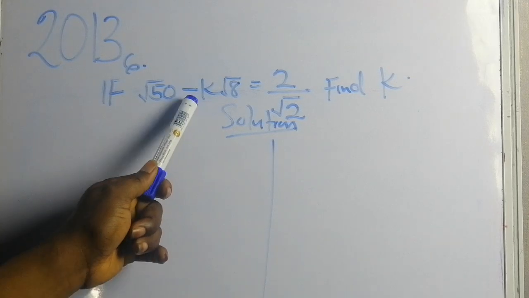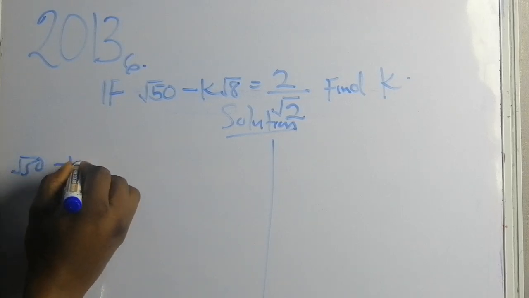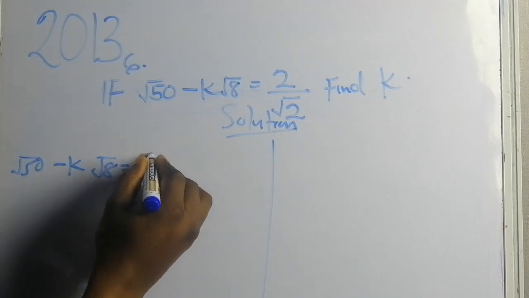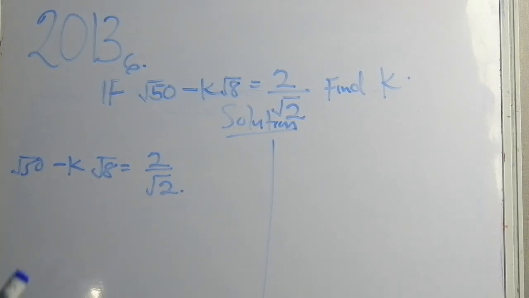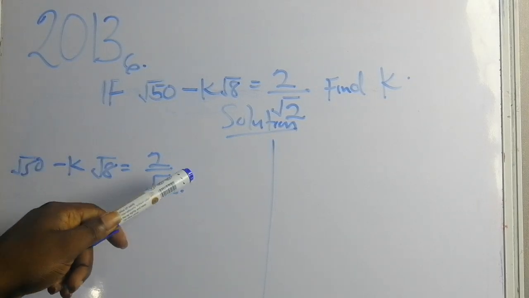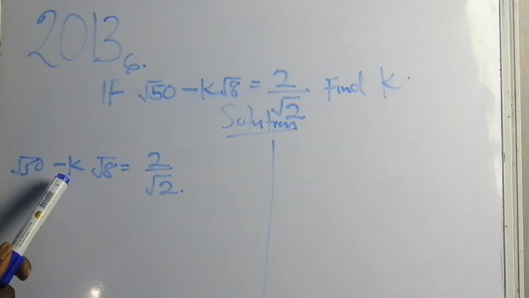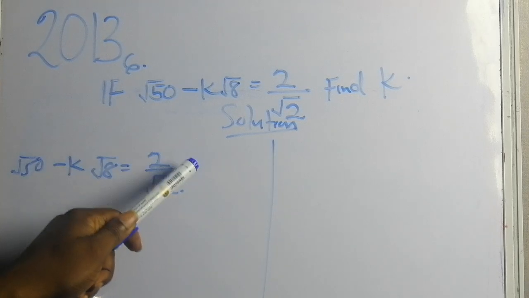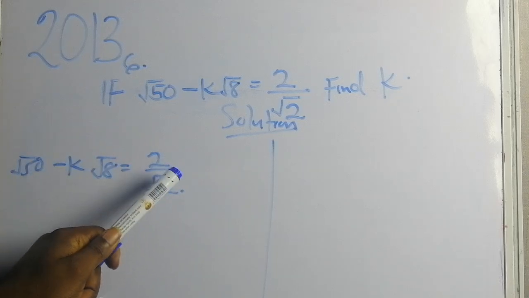So what do I need to do here? Let me first write the question here. That's root 50 minus k root 8 equals 2 root 2. So what do I need to do here? I'll take my k to that side, and I've told you anything on the right-hand side is the owner of the sign. Who is the owner of this minus sign? It is k root 8. I'm taking it across the equal sign. Why will this one come here? Because I'm looking for k, and there's no k here.